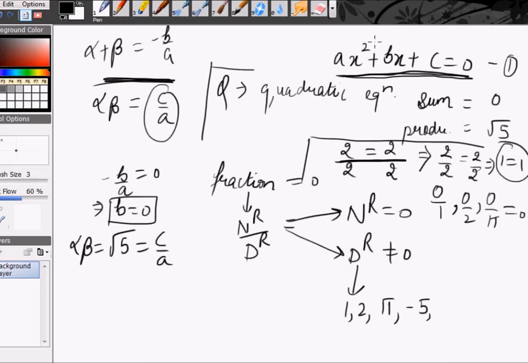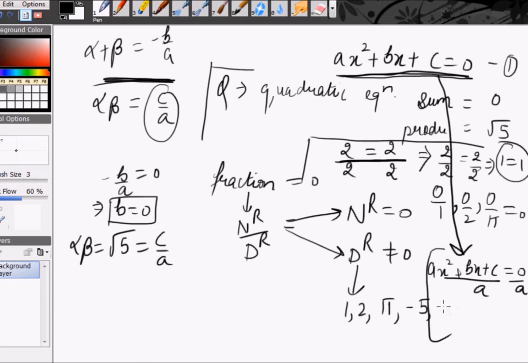That is, here if we divide the equation by a constant term, say a, the equation becomes ax square plus bx plus c over a equals 0 over a, which will give us ax square over a plus b over a x plus c over a, again 0 over anything equals 0, which implies x square plus b over a x plus c over a equals 0.